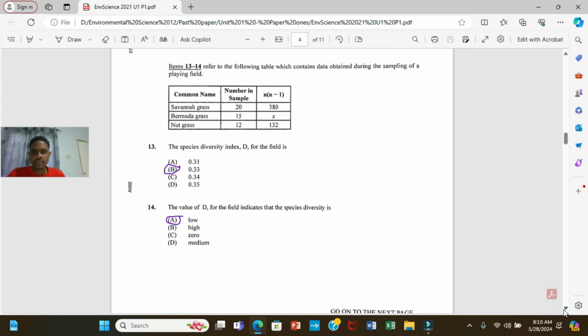items 13 and 14 refer to the following table, which contains data obtained during the sample of playing field. The species diversity, question 13, the species diversity index for the field is 0.33. Number 14, the value of D for the field indicates that the species diversity is low. Of course, guys, when you get a big number, then you know that the species diversity is big, all right?